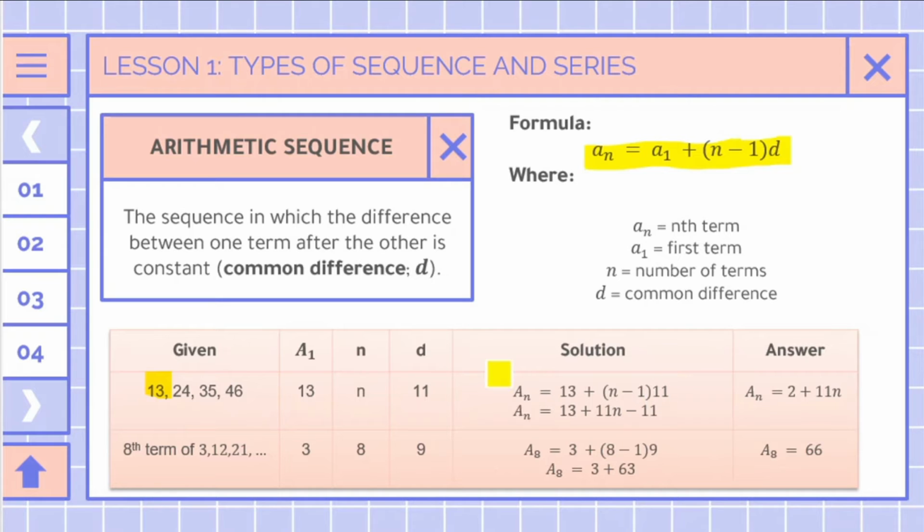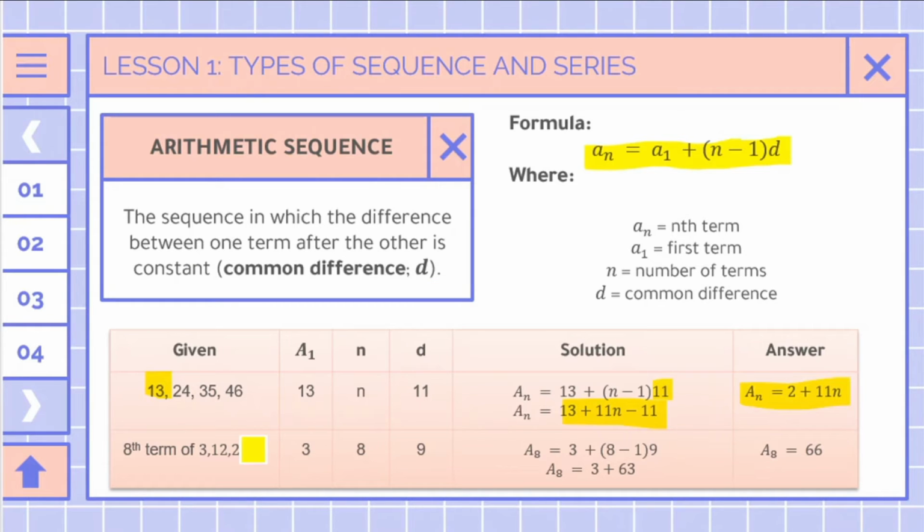So for the common difference, we have 11. Then we simplify: we'll have 13 plus 11n minus 11. Then we'll have a final answer of a sub n is equal to 2 plus 11n.